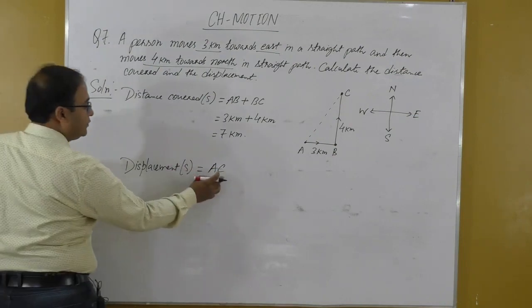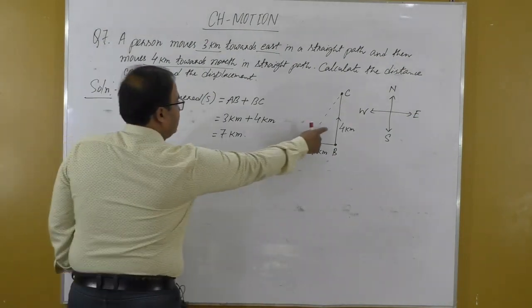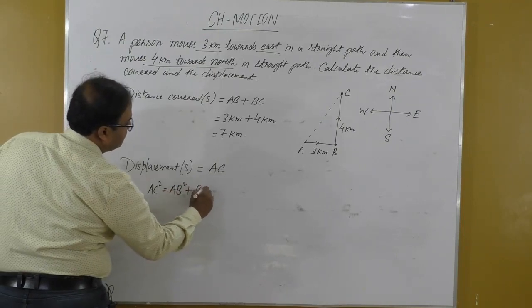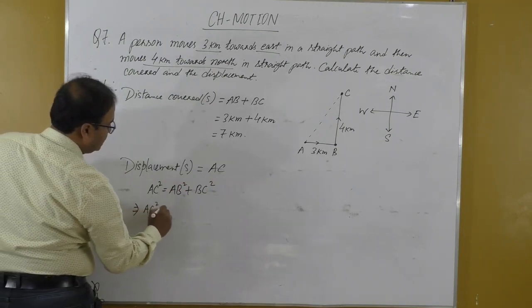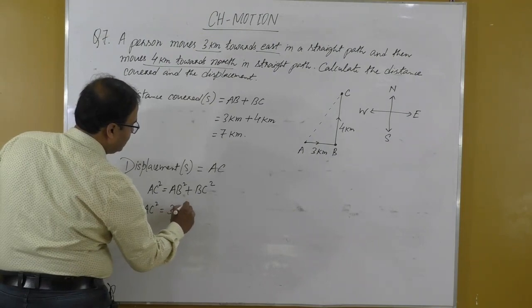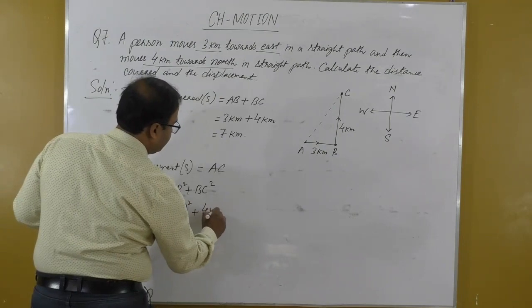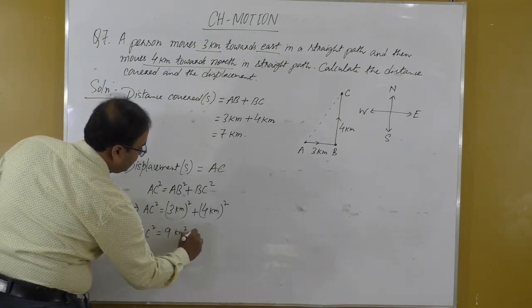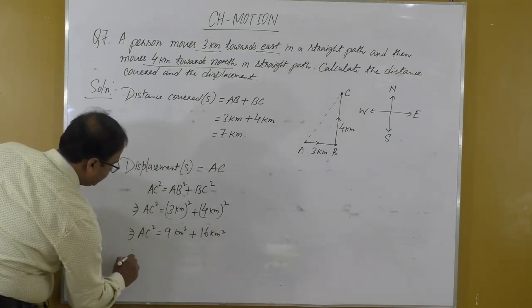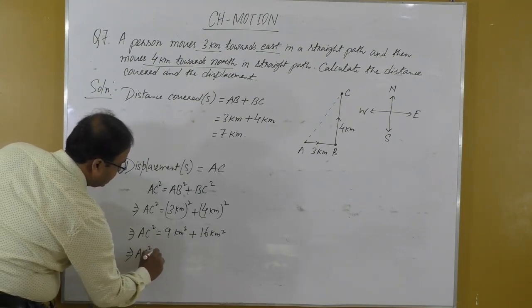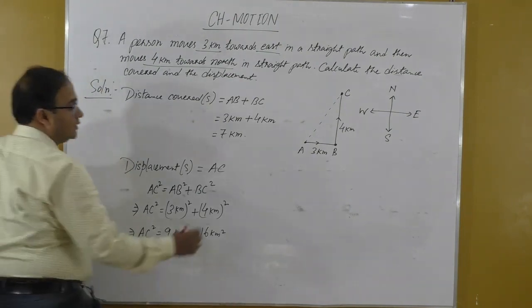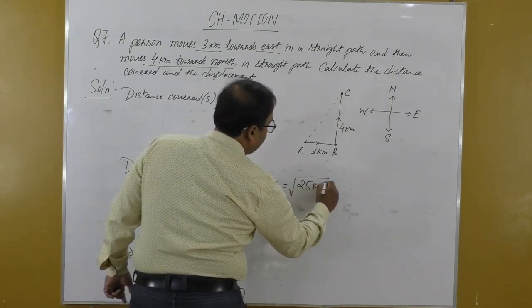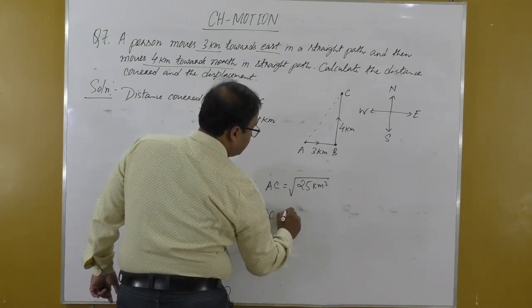Now how to find the magnitude of AC? So here this is a right angle triangle. If I use Pythagoras theorem, I will get AC square equals AB square plus BC square. So AC square is equal to AB square, that is 3 km whole square, plus BC square, that is 4 km whole square. Now AC square is equal to 9 km square plus 16 km square. Therefore AC square is equal to 25 km square. Therefore AC is equal to root over 25 km square. Therefore we can write AC is equal to 5 km.